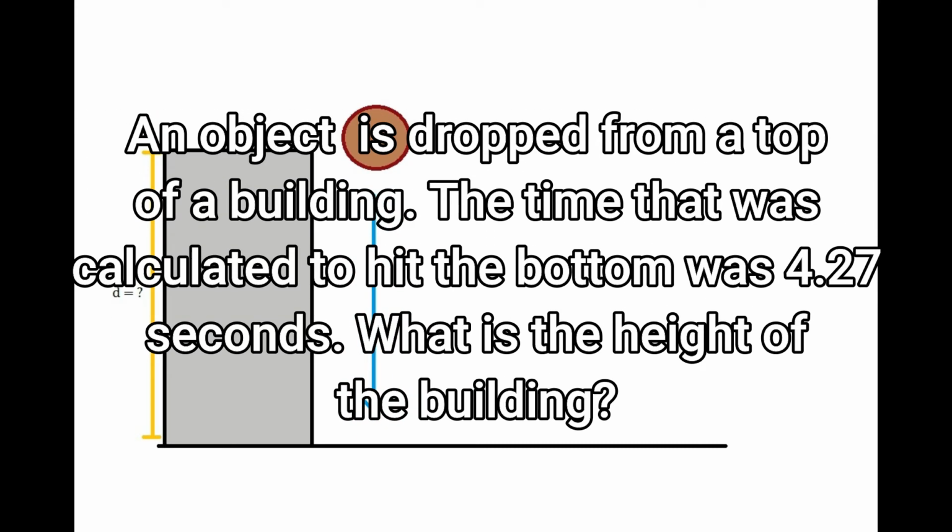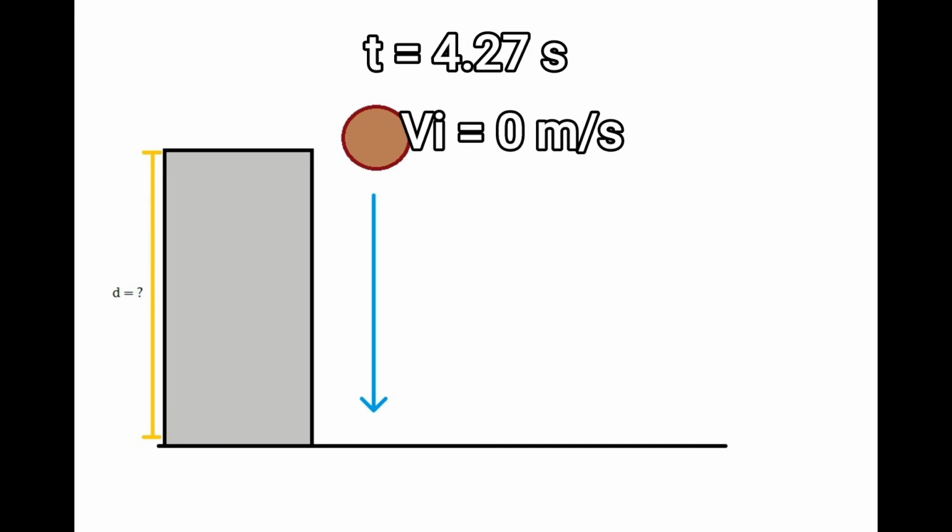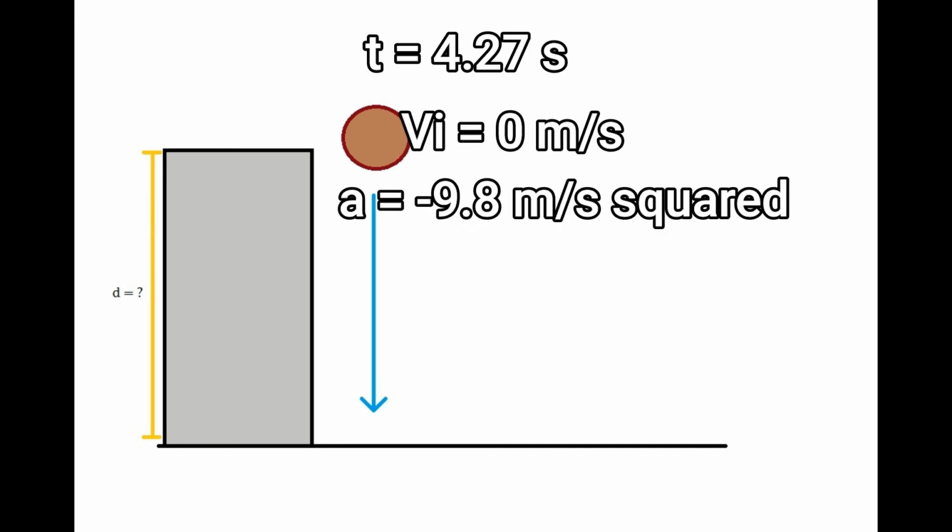An object is dropped from the top of a building. The time calculated to hit the bottom was 4.27 seconds. What is the height of the building? So again, we need to write down the given values. First we have time, which is 4.27 seconds, our initial velocity of 0 meters per second, and our acceleration of negative 9.8 meters per second squared. And of course, our unknown, which is the displacement.